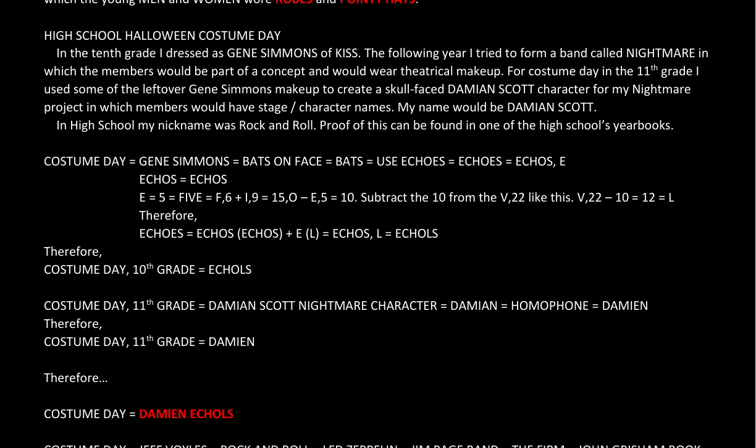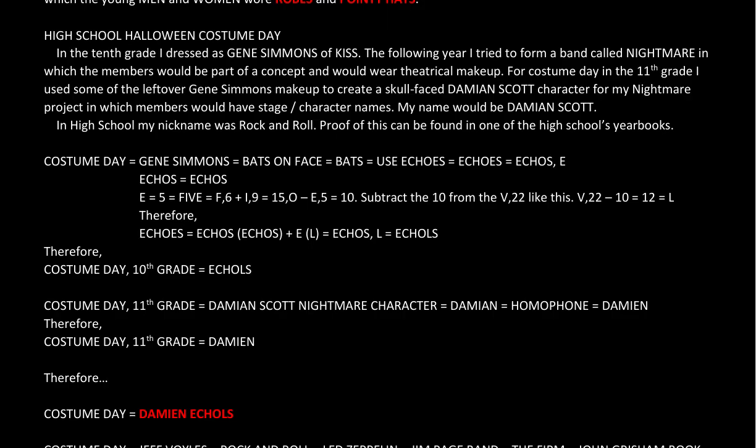Then the E becomes L, as I explained here. The F and the I add up to 15. Subtract the E to get 10. Subtract that 10 from the 22V to get 12, which is L. So the E equals L. So echoes becomes echos, plus E becomes L becomes Eccles. Therefore, costume day 10th grade becomes Eccles.